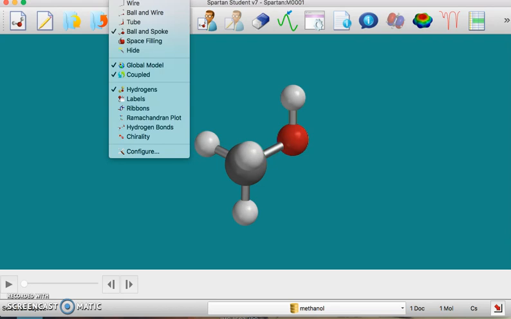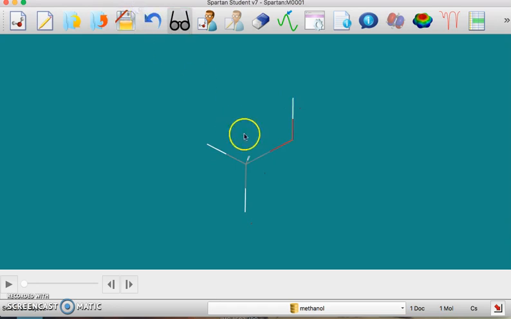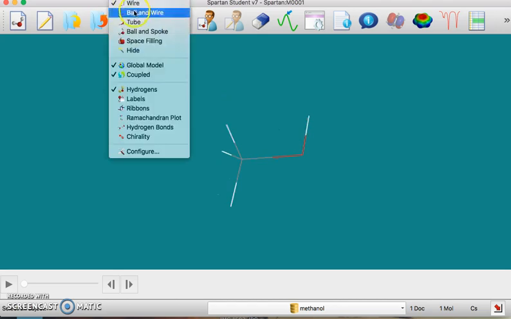And then the third option here on the toolbar is model. Right now it's on ball and spoke model, so that each atom is represented by a ball and the bonds between them are spokes. But you could use the wire model, where there's a carbon at the vertex of these wires and there's an oxygen here at the vertex of hydrogen, oxygen, carbon. It's a little harder for me to see this way, so usually I don't use that one.